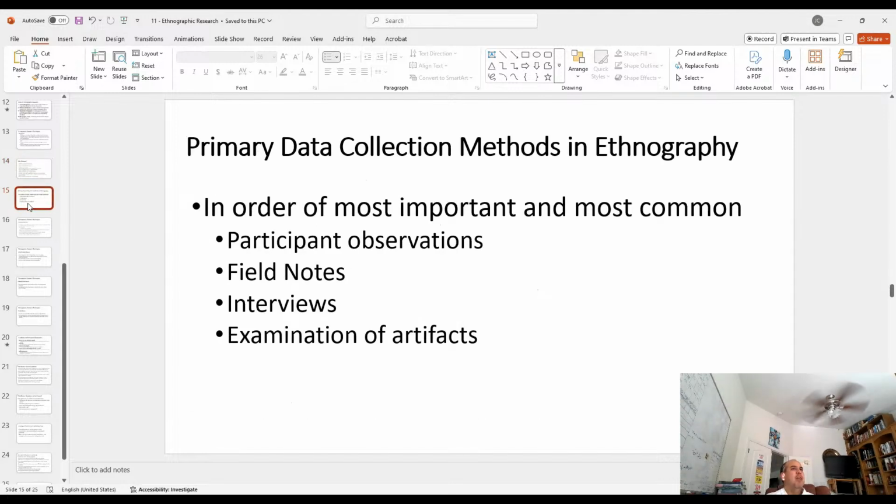Primary data collection, right? This is from the most important to the least. Participant observations. Observation is key to ethnography. Field notes, the notes that you take are key, right? That's actually you're usually taking field notes on the observations. Interviews, examination of artifacts. What are artifacts? Pictures, journals, any different thing, all the different things that are going to help explain that story.